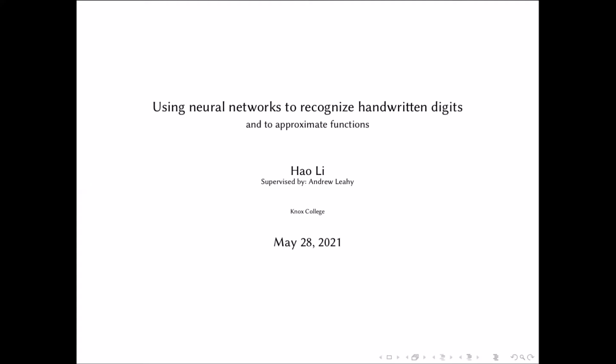So I present to you Hal Lee speaking on using neural networks to recognize handwritten digits, which I know is his first slide, so I probably just ruined it already. Thank you, Professor Lee.